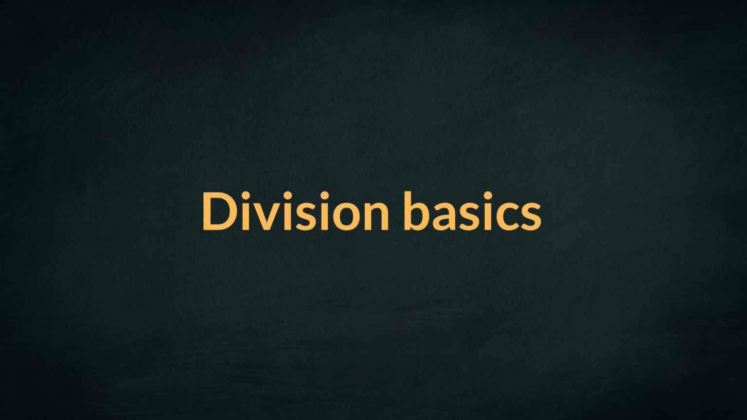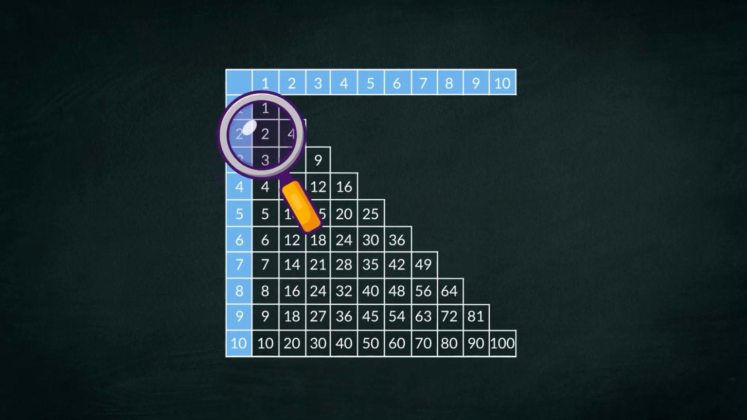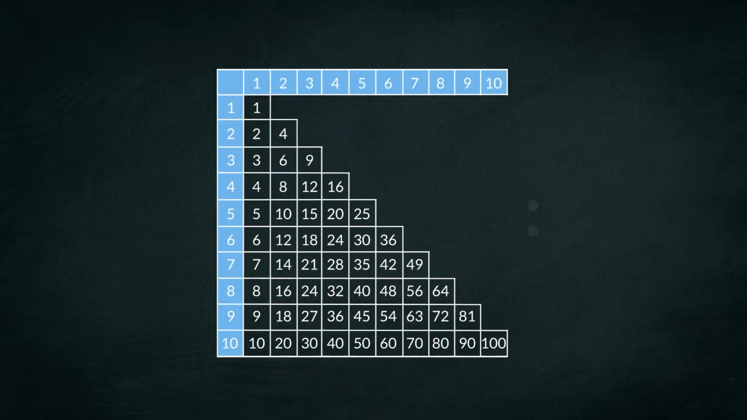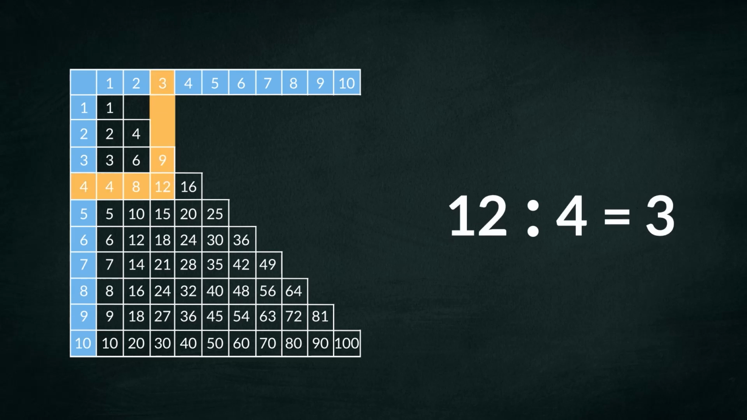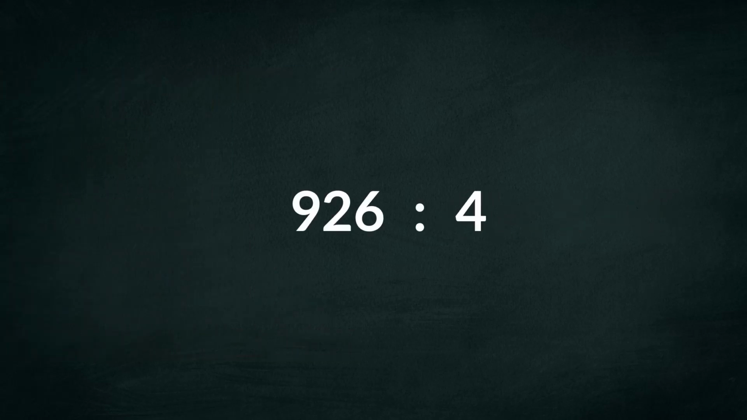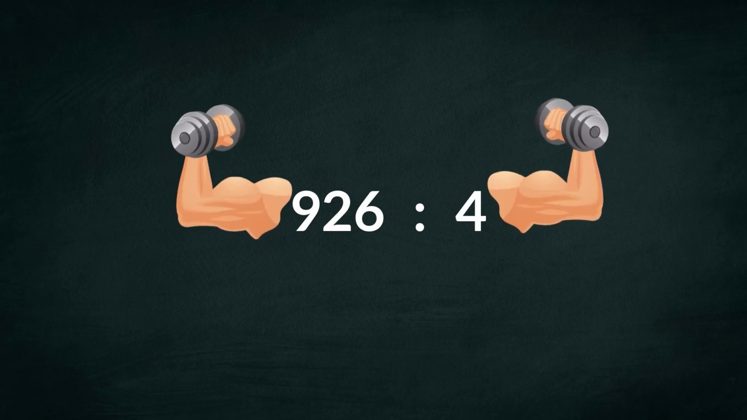Okay, before we get into all that, we need to know the format of division. With a simple division problem that you can use the multiplication table to help you with, we can use the familiar division symbol. Some simple division problems would be 12 divided by 4 equals 3, or 40 divided by 8 equals 5. But that's not why you're here, right? You're here because you want to conquer tough, difficult division.